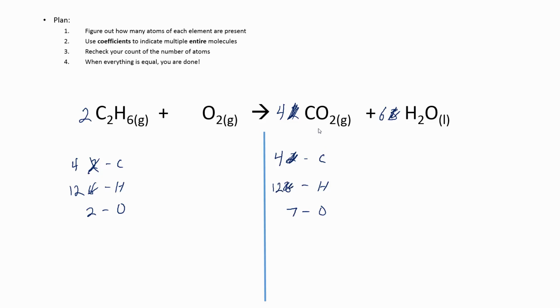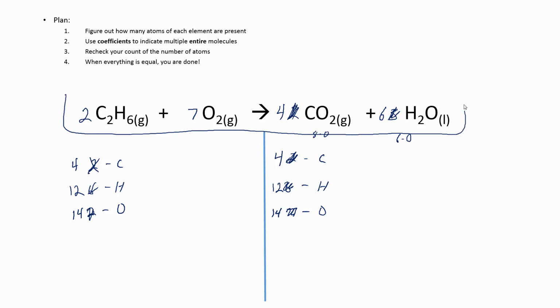Good. 4 times 2 is 8 oxygens. 6 times 1 is 6 oxygens. That's 14 oxygens. So what do I need here? I need a 7, and now it's balanced.